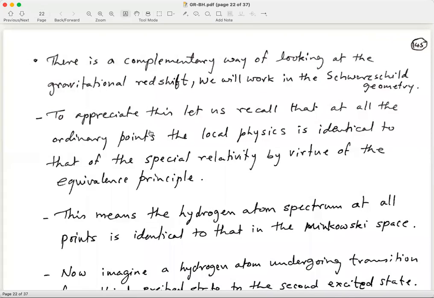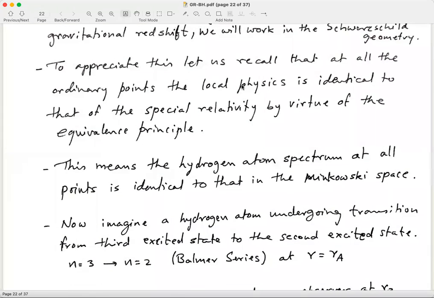So there is a complementary way of looking at the gravitational redshift, and to understand that, let's work again in the Schwarzschild geometry. We'll use the fact that in the neighborhood of any ordinary point in the Schwarzschild geometry, we should be able to use a special relativistic formulation, which is a statement of the equivalence principle. If that is the case, then the hydrogen atom spectrum at any given point would be identical to the hydrogen atom spectrum that we measure in the lab. The spectrum that we measure in the lab is in the local coordinate system, and therefore it's in Minkowski space, and we know what that spectrum is.